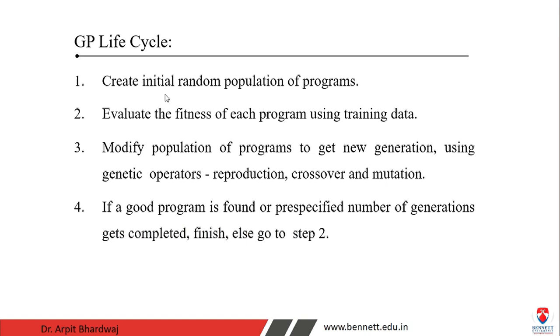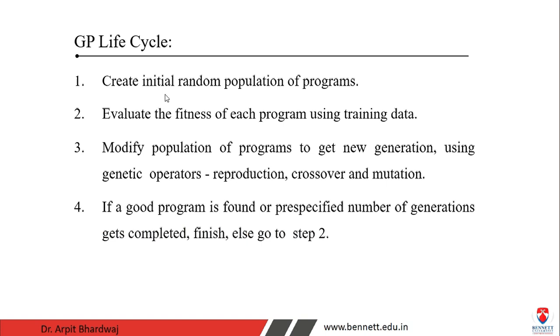Genetic programming life cycle. The first step of the genetic programming life cycle is to create a population of programs in the form of a tree structure. After that, we evaluate the fitness of each program using the training data. In this step, we measure how well a program has learned to predict outputs from inputs.